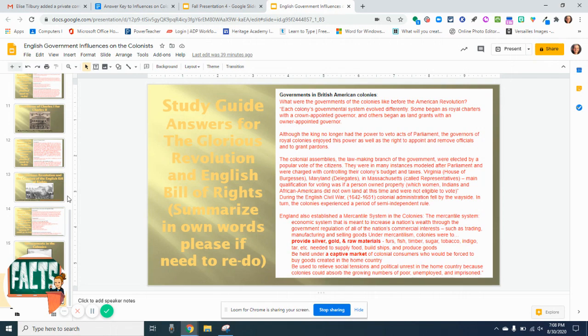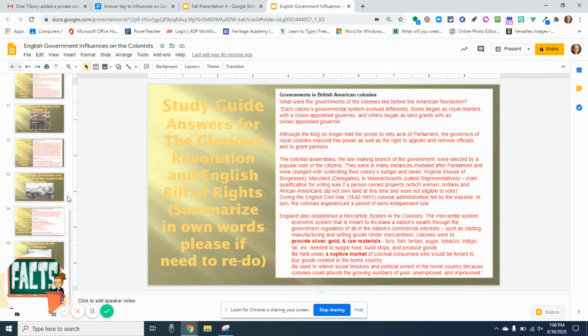There was also a strong theme of mercantilism in the colonies, again stronger in some areas than others. The mercantile system is an economic system meant to increase the nation's wealth through government regulation of all the nation's commercial interests, such as trading, manufacturing, and selling goods. Again, a lot of the colonies were established as a way to gain resources for England. The colonies provided silver, gold, and raw materials such as fur, fish, timber, sugar, tobacco, indigo, tar, etc.